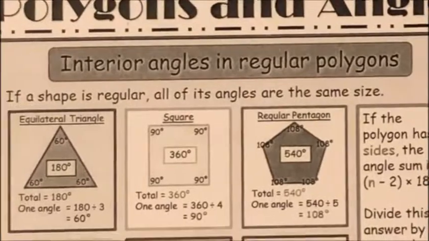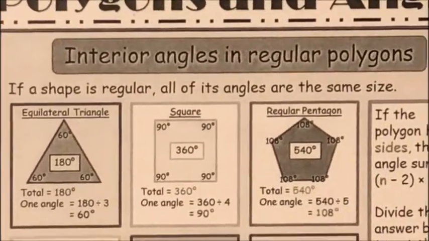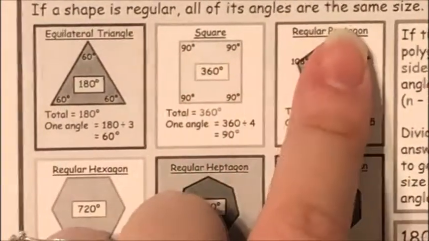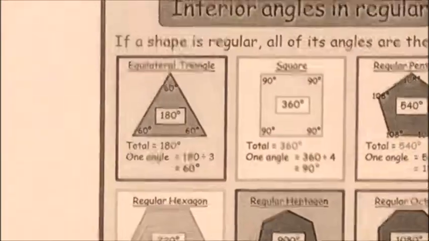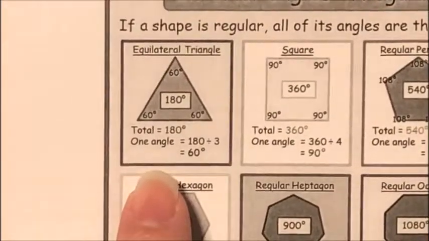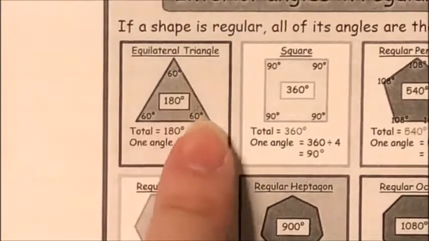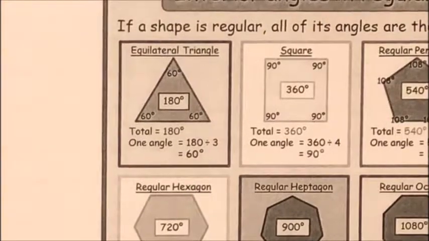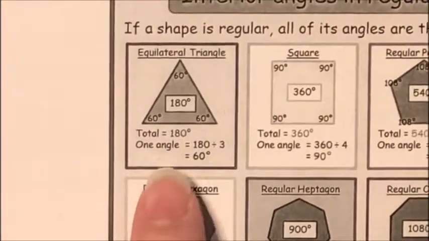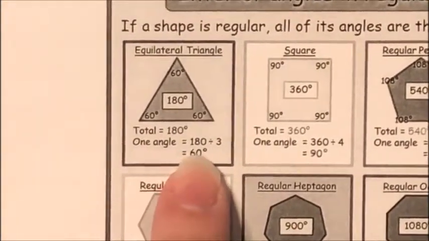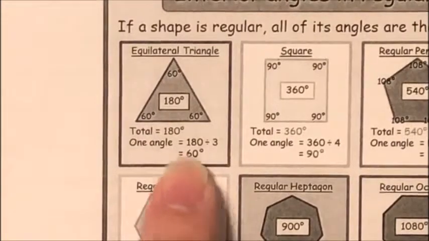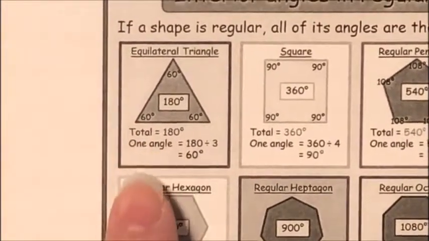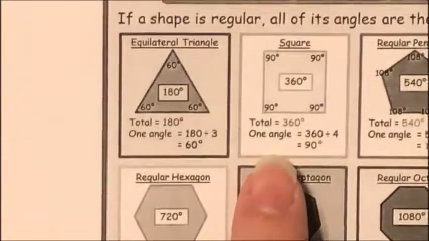So here are some examples of interior angles in regular polygons. If a shape is regular, all of its angles are the same size. Here we have an equilateral triangle. All the interior angles add up to 180. One angle is 180 divided by 3, which is 60. Remember, it's equilateral and equiangular because we're dealing with regular polygons.